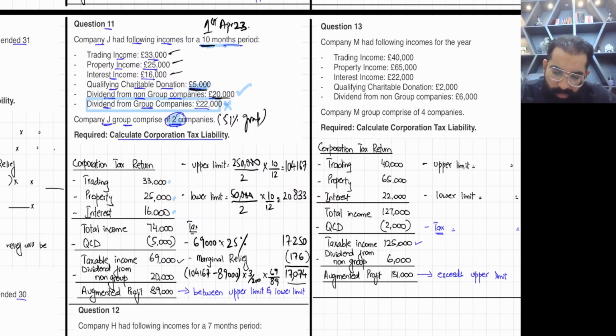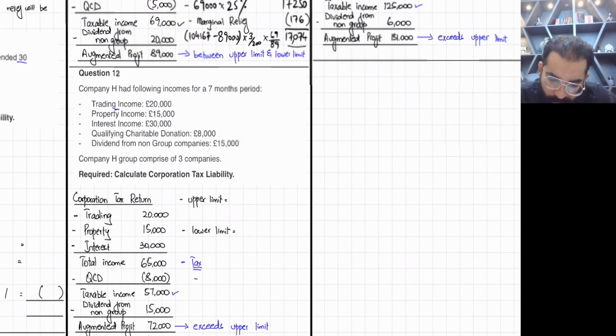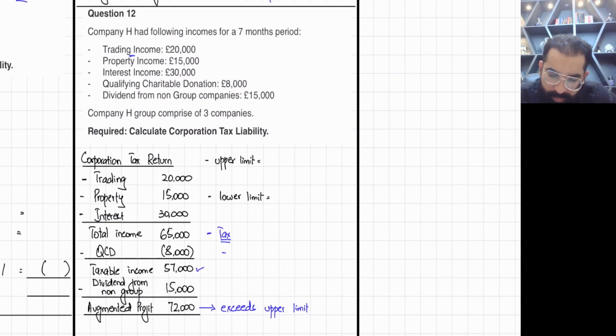Then you have question number 12. Again, the same request: pause the screen and try it yourself. You can do it. So it's a 7 months accounting period, so the limits will be apportioned 7 upon 12. And then you have three companies in the group of companies.